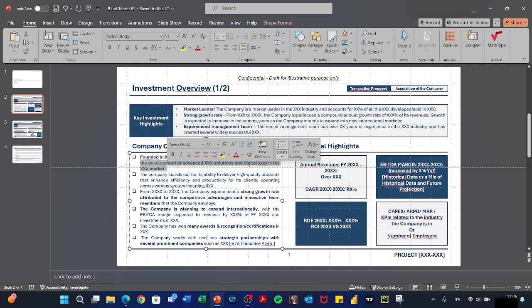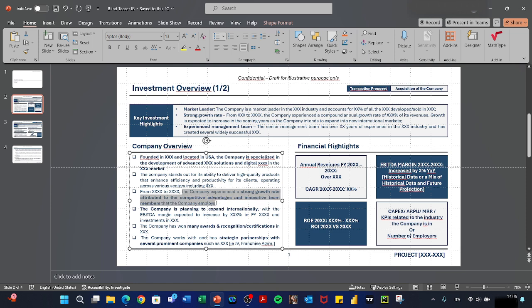And you can also add any other information you think is valuable and worthy of being mentioned. So in this case, for instance, you can write that the company experienced a strong growth rate attributed to certain reasons. Then maybe you can add information about the mission of the company, what the company intends to do in the next few years.